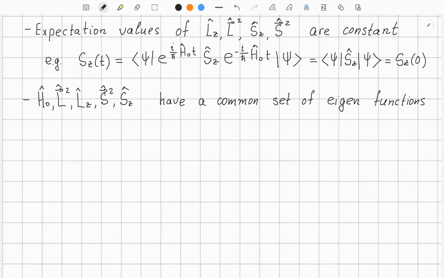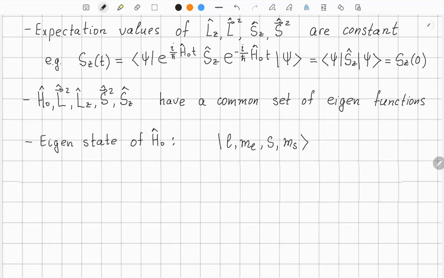Nevertheless, we can consider a basis function corresponding to a specific energy level of our multi-electron atom, and apply to it the operators L square, Lz, S square, Sz. Since this basis function is a common eigenfunction for all of these operators, we can assign well-defined eigenvalues L, Ml, S, Ms to it, corresponding to L square, Lz, S square, Sz respectively.